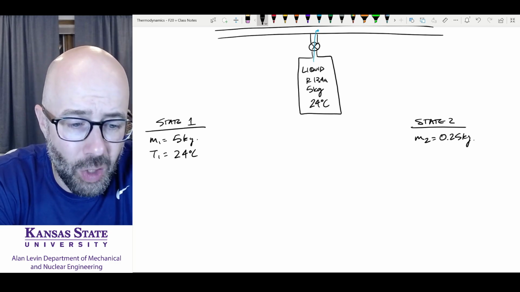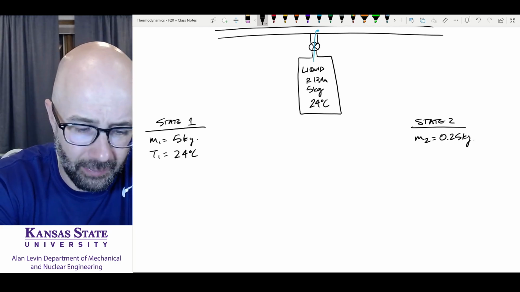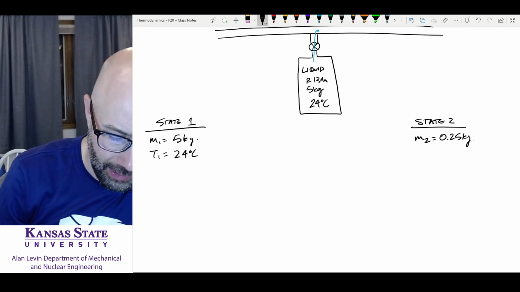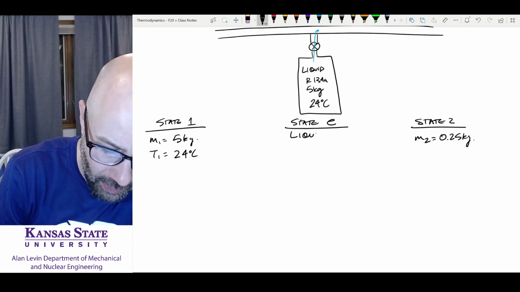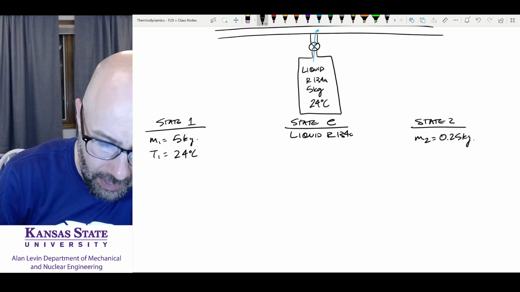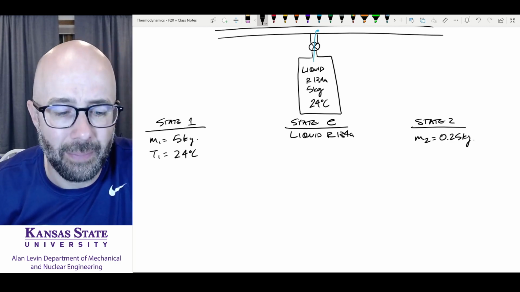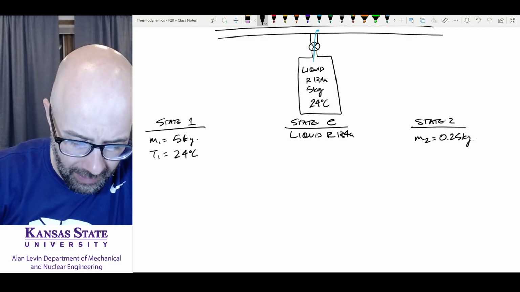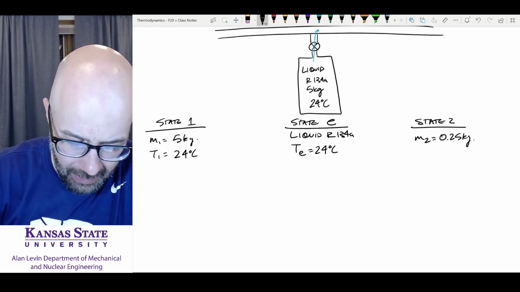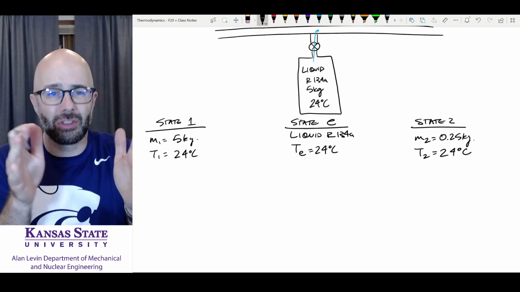During this time, only liquid R134A flows out of the container. So the state that's exiting is going to be liquid R134A. And it says to presume this process is isothermal while the valve is open. So we're going to say that the temperature exiting is 24 degrees Celsius, and the temperature at state 2 is equal to 24 degrees Celsius. So we have an isothermal process.